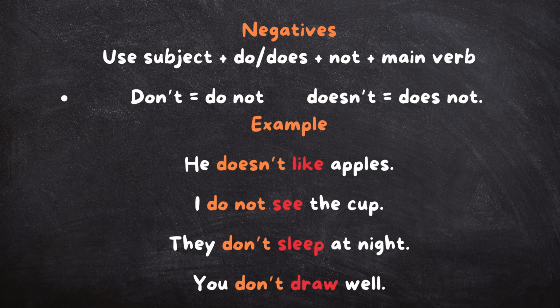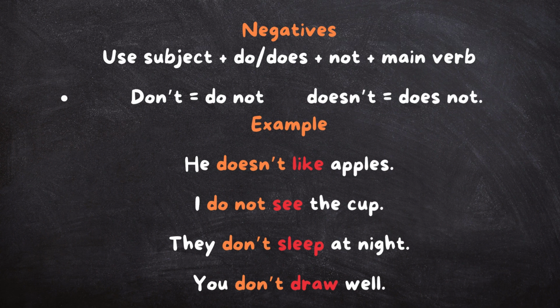In the first example, our subject, remember subject, is he, which is a singular subject. So we need to use does, which is the verb form for a singular subject like he. And then we add not. But instead of saying does not, we said doesn't, which is the short form of does not. And then our main verb, like, and the rest of the sentence. It goes the same way in the second one, our subject, I. And because I takes do as its verb form, we have do not, and our main verb see, and the cup, the rest of the sentence.